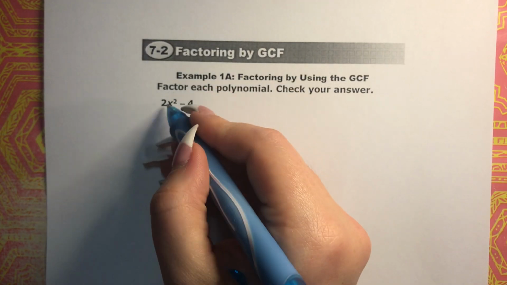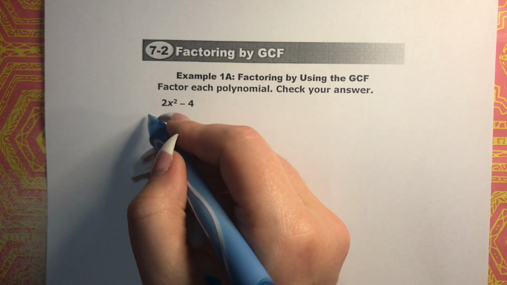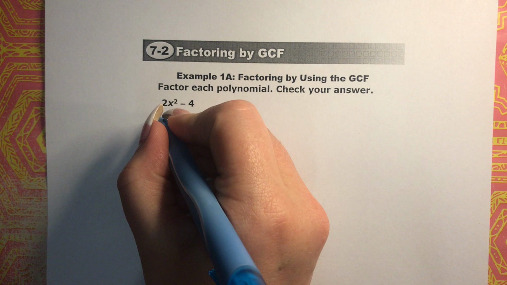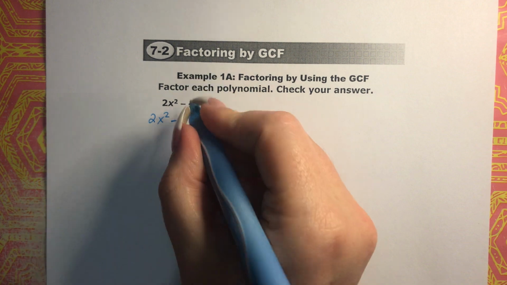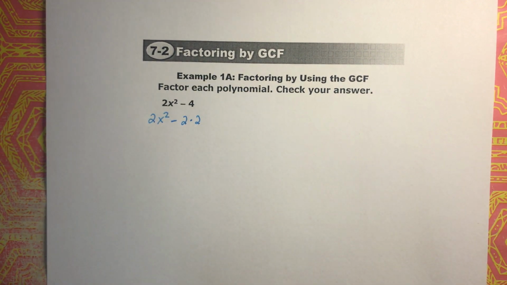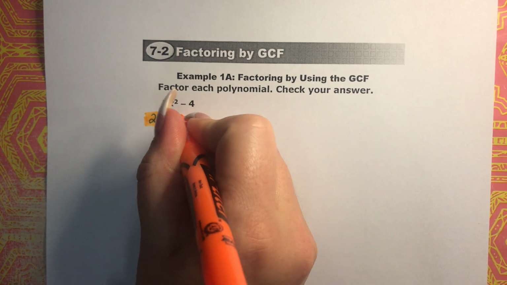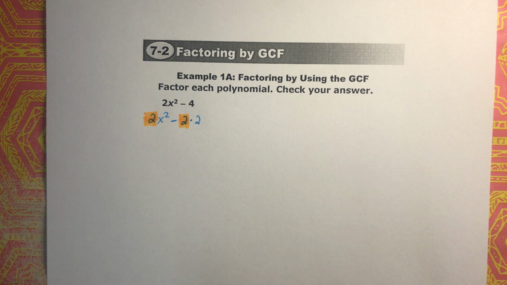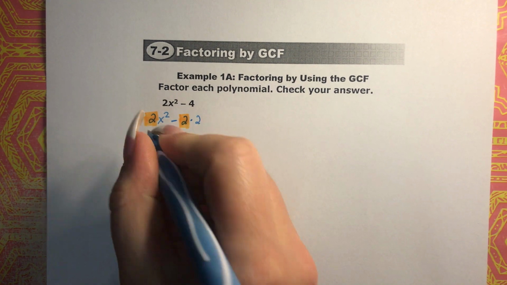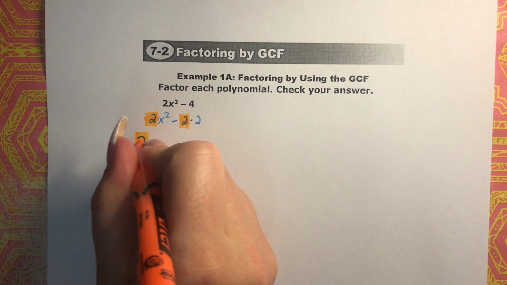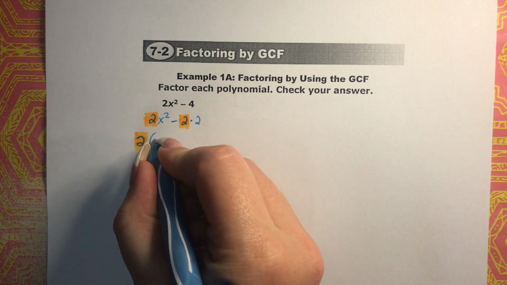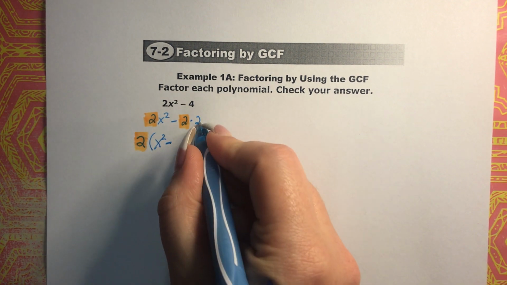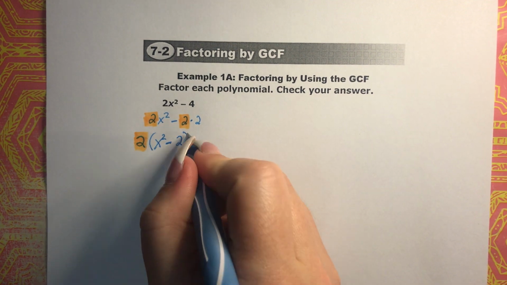So how I could write this: I can factor out that 2, but this 4, so this is like 2x squared minus, I'm going to write this 4 as 2 times 2. And we're going to factor out that commonality, that GCF, that 2. So we write that on the outside, that's our 2 on the outside. And then what's left is this x squared minus this other 2 here. So that is our answer.